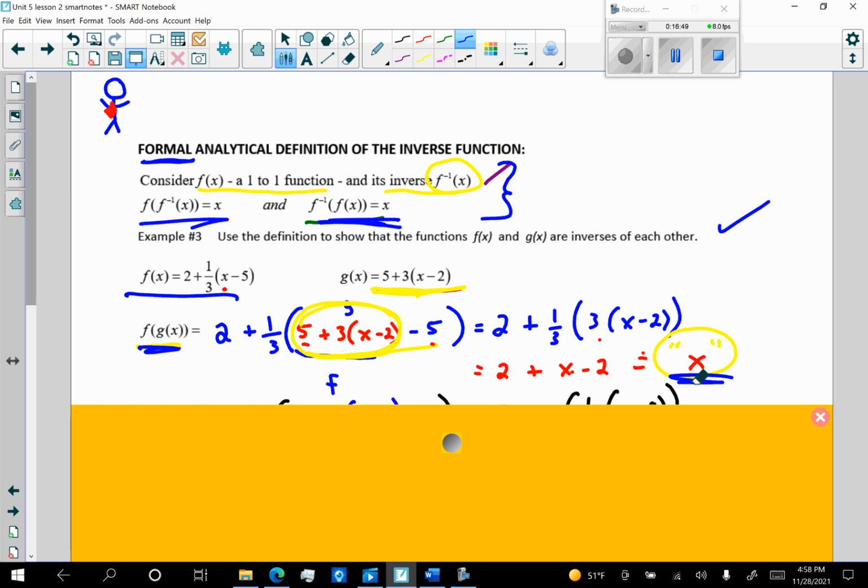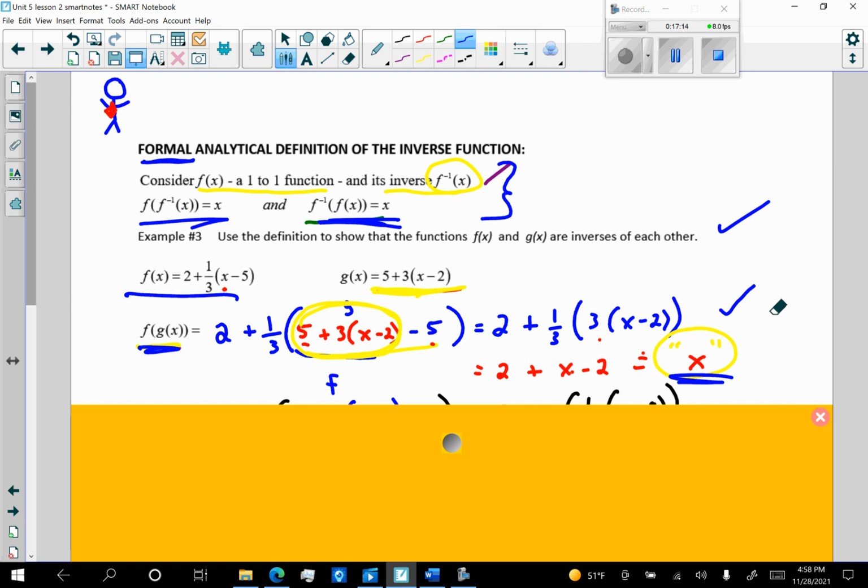So I ask you to pause the video. This is just a little bit of analytical work here that you had to do. Just pause the video and think about what I did. Verify that it does equal x. And you're going to have some exercises to do on your own.